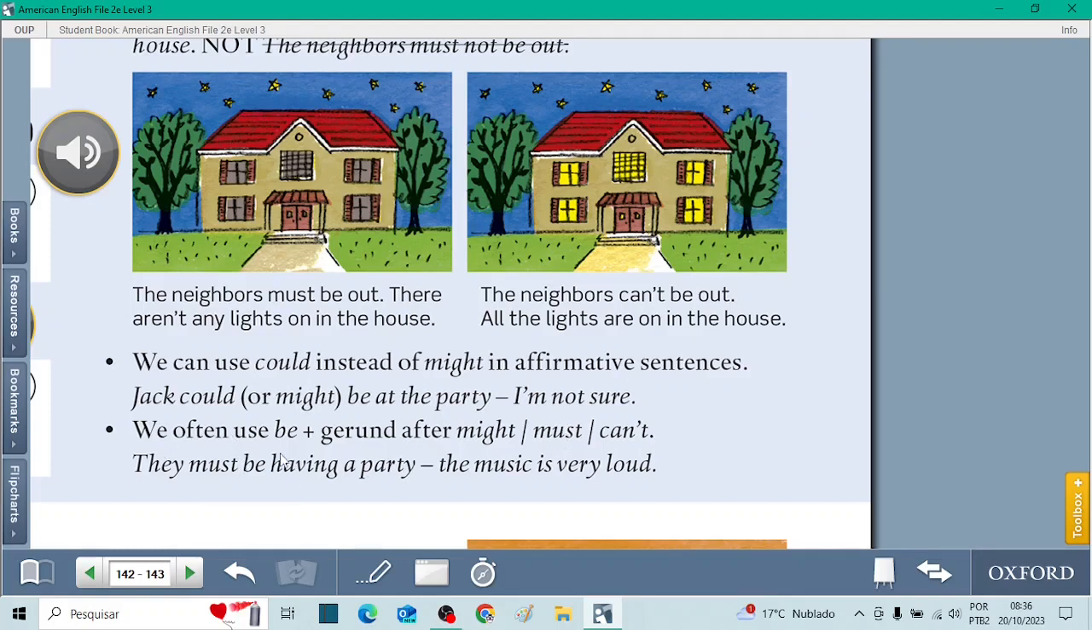Nós costumamos usar também o verbo to be juntamente com o gerúndio, né? Depois de might, must e can't, ok? Exemplo aqui, ó. They must be having a party. The music is very loud. Eles devem estar, né, tendo uma festa, fazendo uma festa, porque a música está muito alta. Então, must be com o verbo ing.